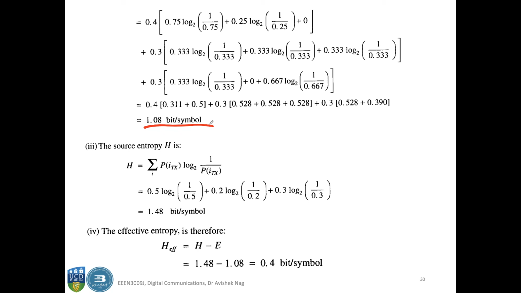And the source entropy is again calculated from definition. So the source symbols have these probabilities 0.5, 0.2 and 0.3. So you can calculate from the definition of entropy. The source entropy is 1.48 bit per symbol, and then finally you can calculate the effective entropy as H minus E. So 1.48 minus 1.08, so 0.4 bit per symbol.